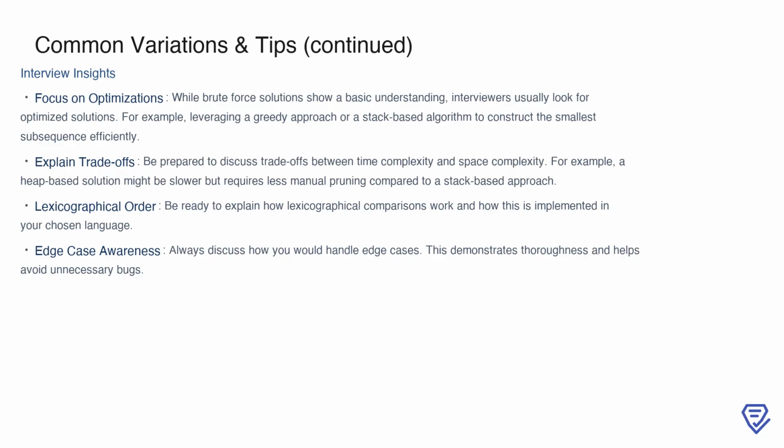Understanding lexicographical order is another critical point. Be ready to explain how you determine the correct order and how this is implemented in your programming language of choice. Additionally, demonstrating awareness of edge cases is vital. Clearly explaining how you handle scenarios like empty arrays or large values of k shows thoroughness and helps avoid bugs.